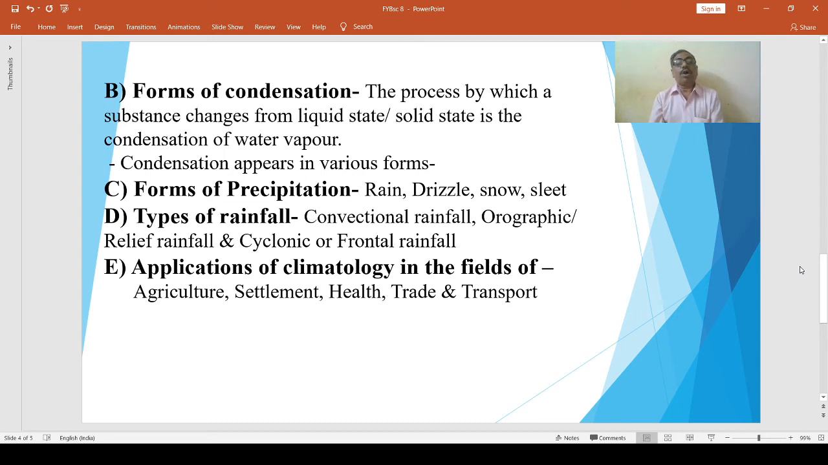Then, cyclonic or frontal rainfall. Cyclonic type of rainfall occurs along the fronts of the cyclones and hence it is known as frontal rainfall. This type of rainfall is associated with formation of cyclonic activities, whether in the temperate regions or tropical regions.